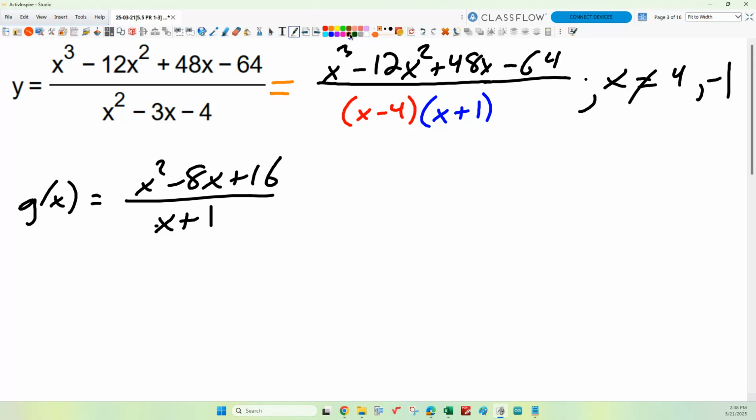Okay? Yes? Does it still have the domain restriction? It does. You inherit all the domain restrictions, right? Because the original one, these had to be excluded. What did we do when we canceled those factors? Really all we did was fill in the hole. So we just created a new function. This is the same function, except this one doesn't have that hole at positive 4. But it has to be there because that's what the original function had. Remember talking about this at the very beginning of the year? We spent some time on this. Okay, what does the top factor into, by the way?